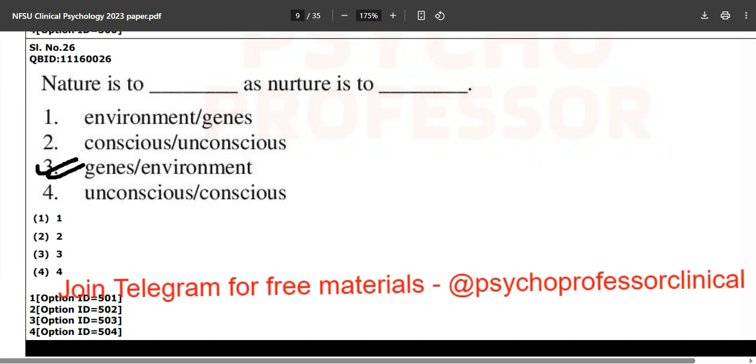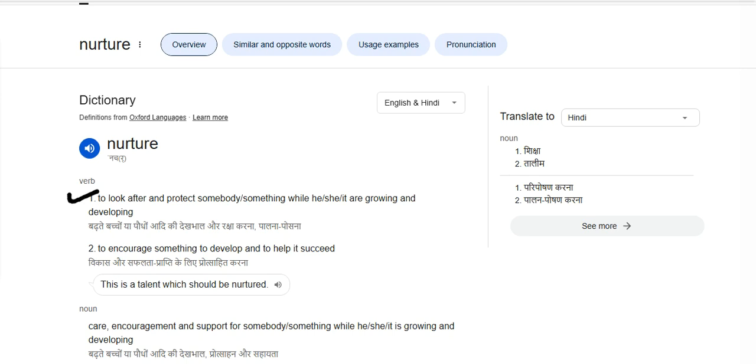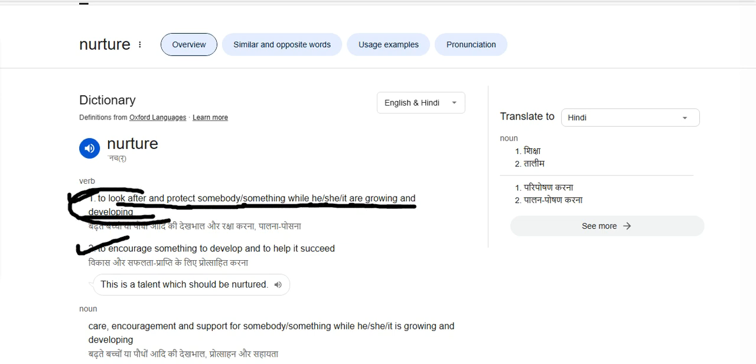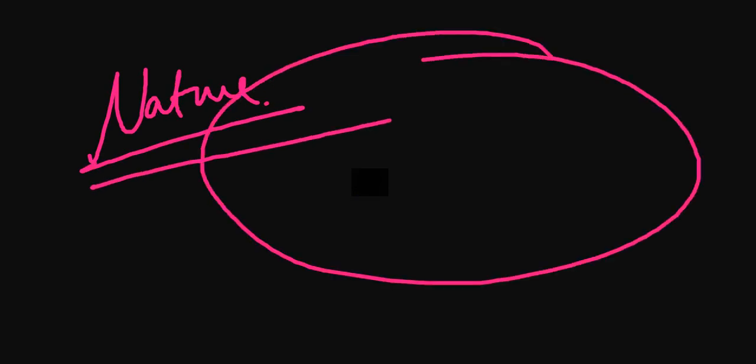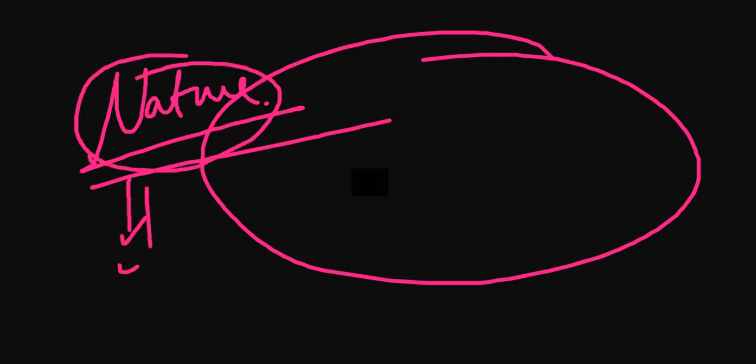Nature is to genes, they can even give you heredity over there. The answer remains the same. Nurture will always be environment. To nurture something is, we can check on Google as well, to look after and protect somebody or something while he, she, or it is growing and developing. Fair enough. To encourage something to develop, to help succeed. So nurture will always be like this, and nature will always be the genes. Don't think, wow, what aesthetic nature, it is around me, what a wonderful beautiful environment. This is the common mistake which you all can make, that you will think of nature as a synonym of environment, because we will always say how good our environment is or how good our nature is, reciprocally.